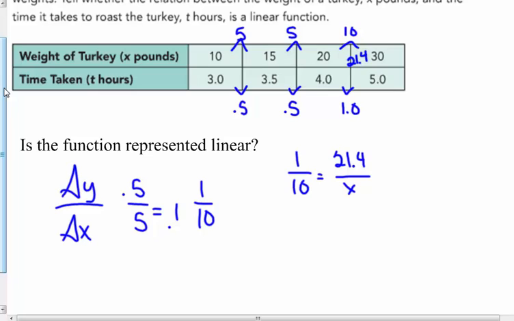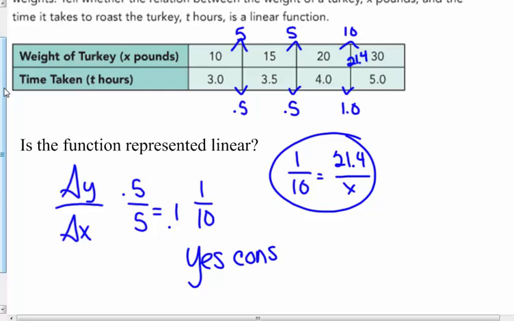You could set up a proportion and solve this to figure out how to cook your turkey, which is proportional, equal ratios, so proportional reasoning there. So yes, it shows a constant rate of change, so it is a linear function, cooking your turkey.